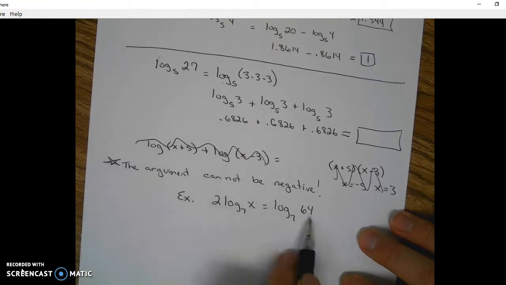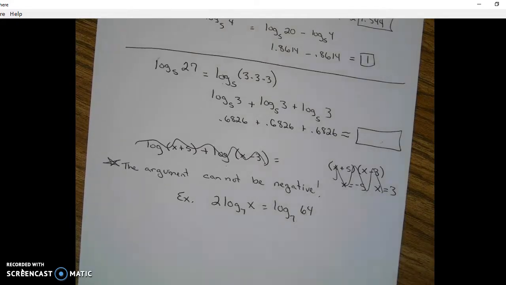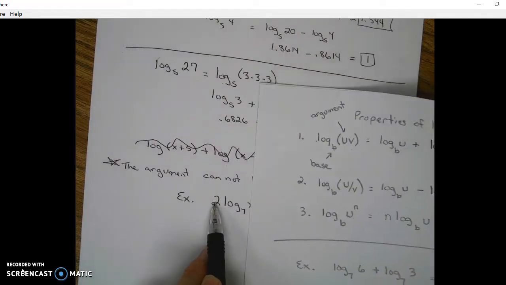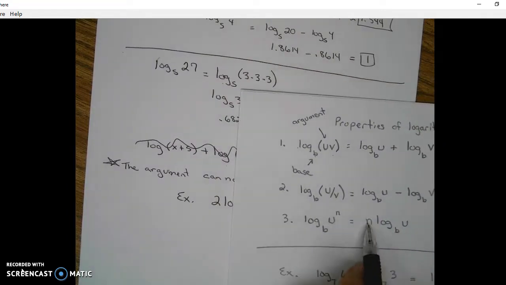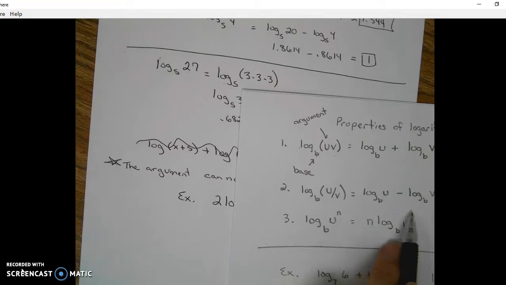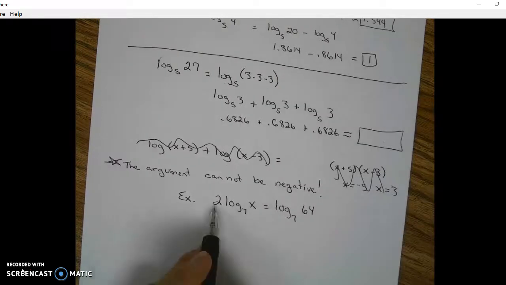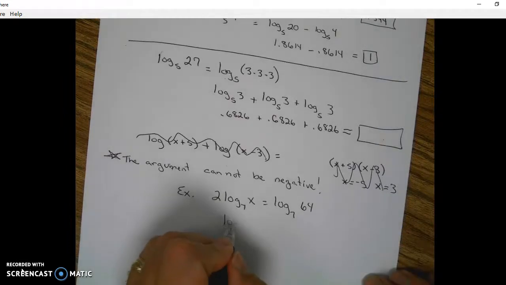Okay, so if I was solving this equation here, I would use a property of logarithms where when we have a number out front, you can move it up on top of the argument like this. So I'm going to move the 2 up on the x.